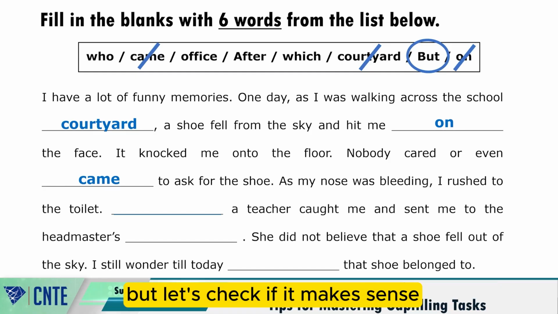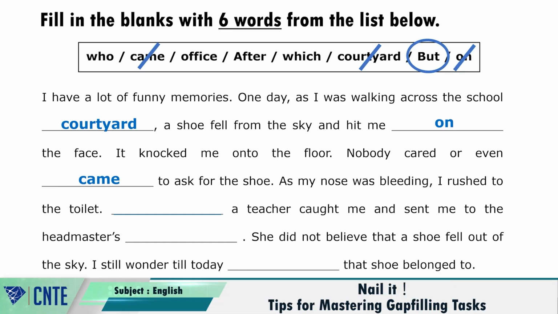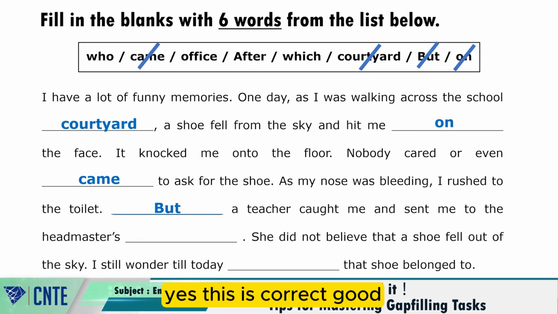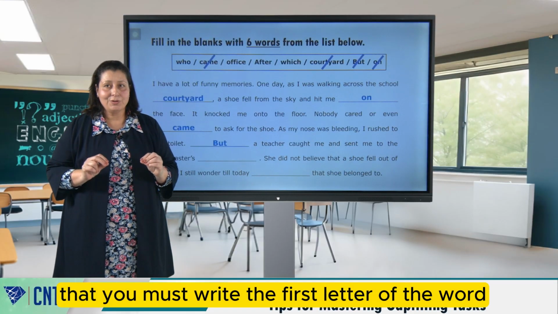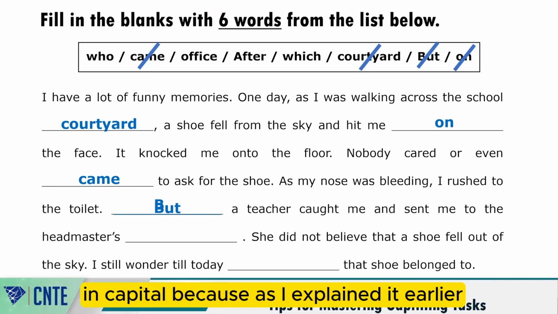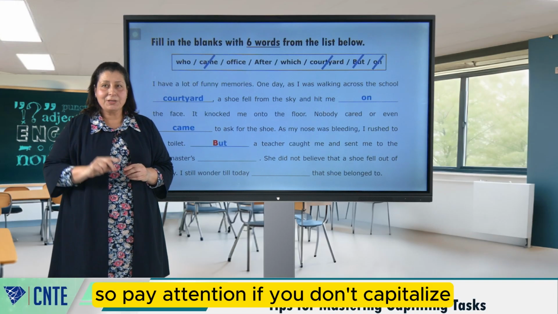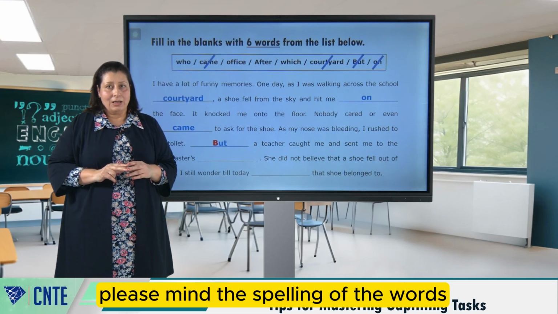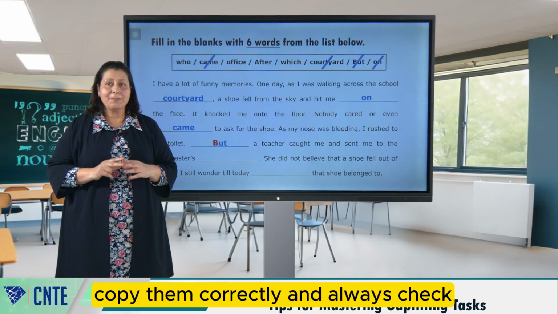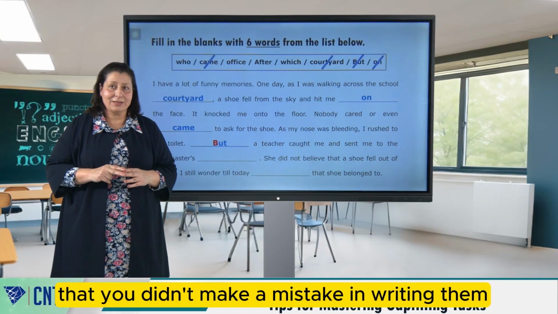Let's check if it makes sense. As I was bleeding, I rushed to the toilet, but the teacher caught me. Yes, this is correct. Good. Please notice here that you must write the first letter of the word in capital, because, as I explained earlier, it is at the beginning of the sentence, so pay attention. If you don't capitalize, it won't be accepted. And something else, please. Mind the spelling of the words. Copy them correctly, and always check that you didn't make a mistake in writing them.